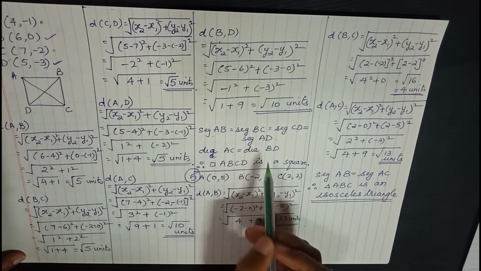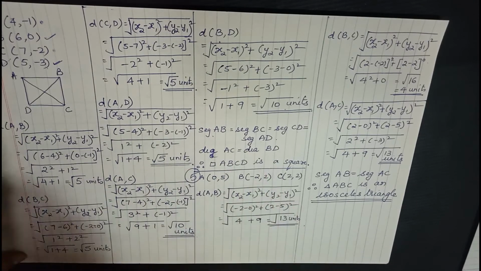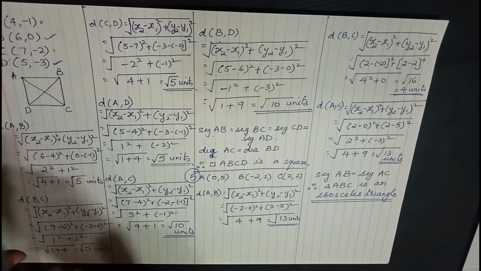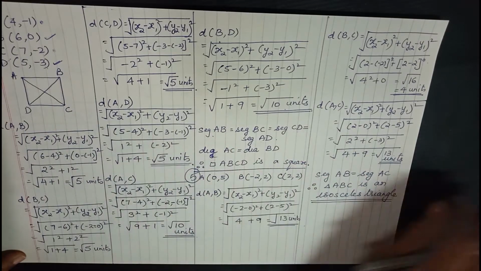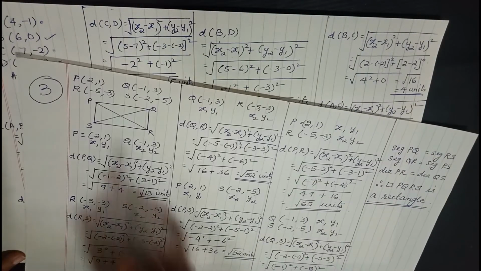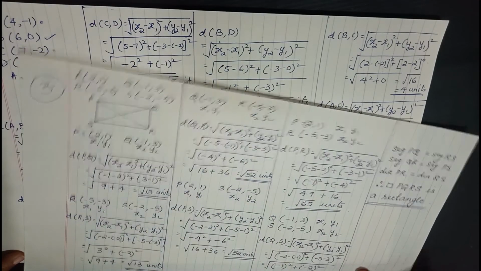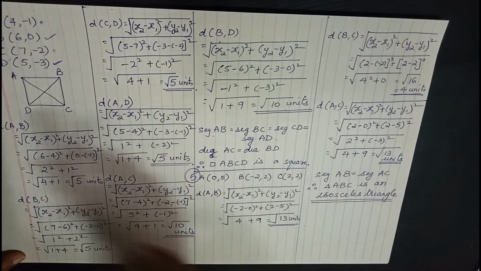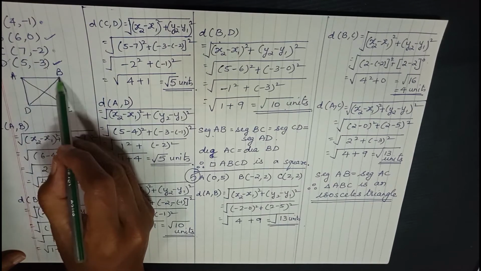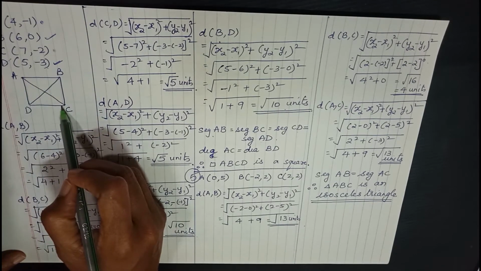So this is how you will do it for a square. For a parallelogram, what were we doing? We were proving the opposite sides equal. And for a rectangle, what did we do? Not only the opposite sides, but also the diagonals. For a rhombus, we proved all the four sides. But for a square, along with the four sides, we did the diagonals also.